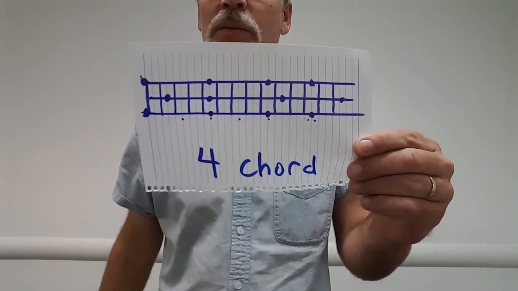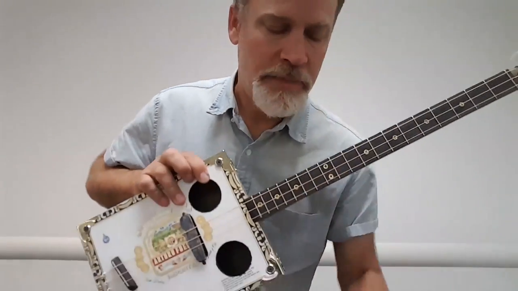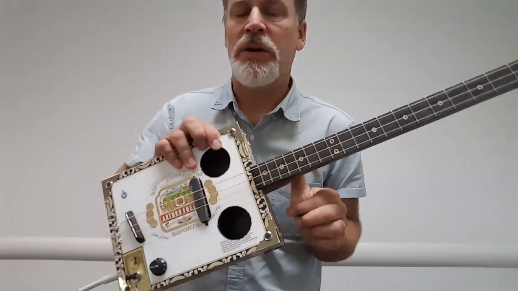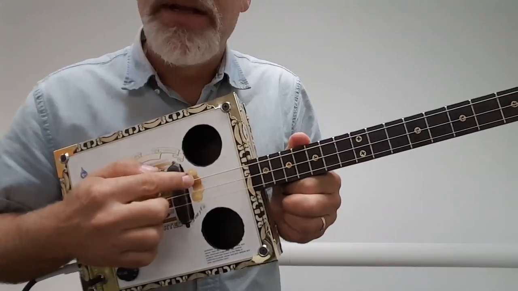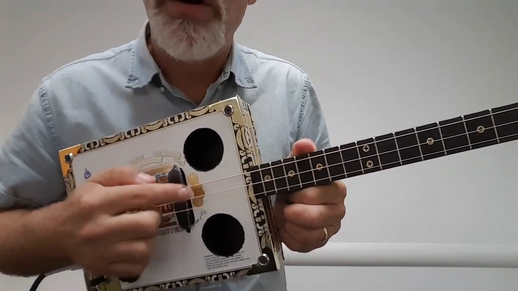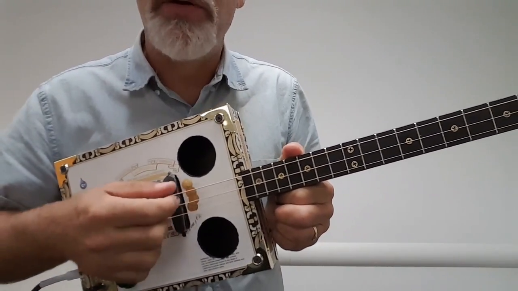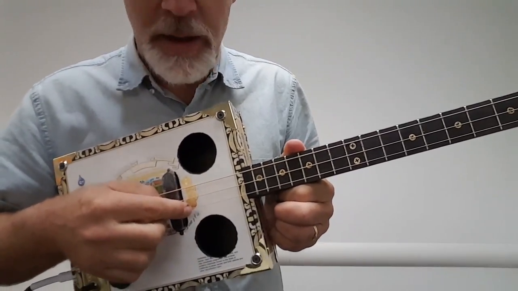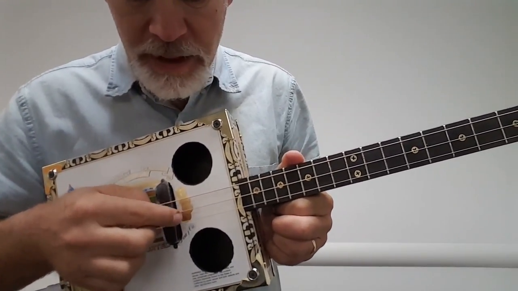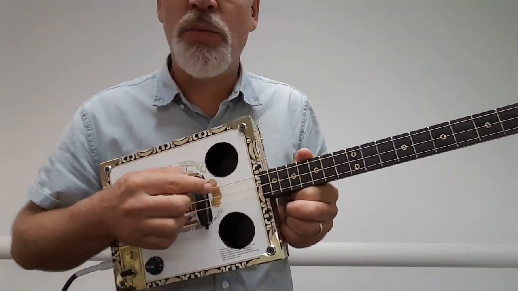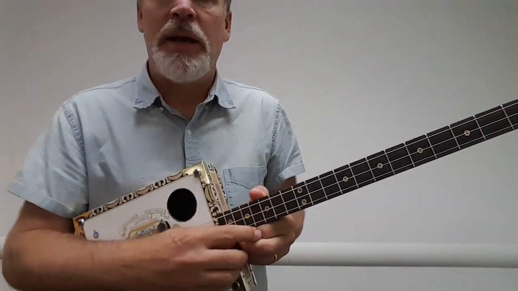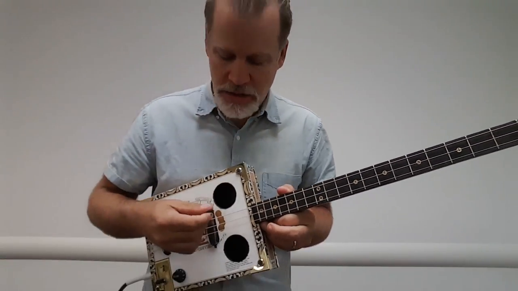I will show you examples of these chord shapes using the three string cigar box guitar. These chord shapes consider the root 5-1, 1-5-1 tuning interval. It could be any 1-5-1. It could be G D G, E B E, F C F, or D A D. It doesn't matter. As long as it's a 1-5-1, whatever key you're in, these chord shapes will work.